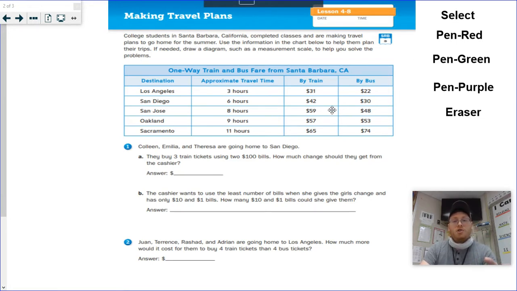So here is my chart, my table right here. I have a one-way train and bus fare from Santa Barbara, California. These are my destinations, or the places that I can go, and the approximate travel time, how long it's going to take me to get there.